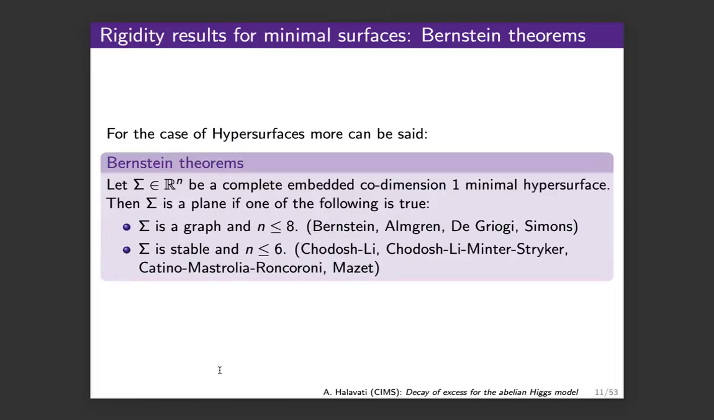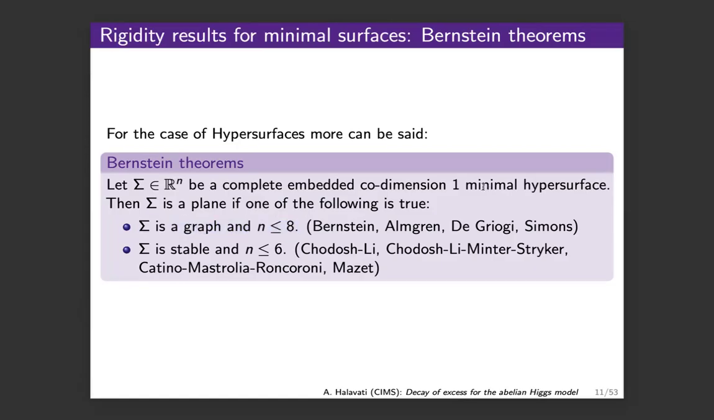Okay. For the case of hypersurfaces, in fact, you can even say more. And these are called Bernstein type theorems. So think that you have a complete embedded codimension 1 minimal hypersurface. Then this minimal hypersurface is flat if it's a graph and the dimension is less than or equal to 8, or if it's stable and the dimension is less than or equal to 6. And of course, dimension bigger than 8 doesn't hold because there is a counterexample called the Simons cone.